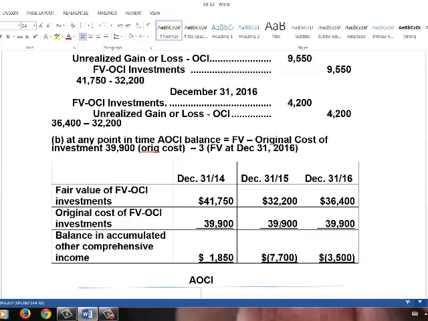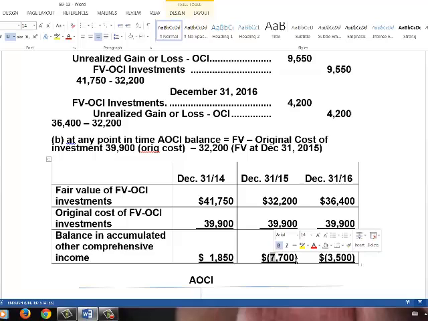$32,200, right? So now the difference between that amount of my original cost, which is $3,900, and the $32,200, which is the fair value at the date that I want my AOCI balance, which is the end of 2015, that's going to give me $7,700. And notice, just as at the end of 2016, at the end of 2015, I got a bracket. It's a loss. It's an AOCI debit. Why? Because the fair value is less than the original cost.